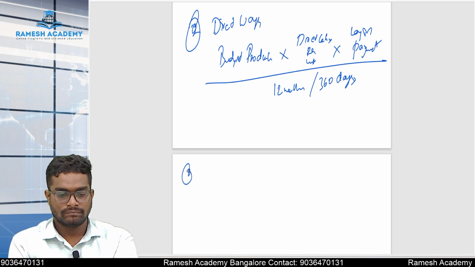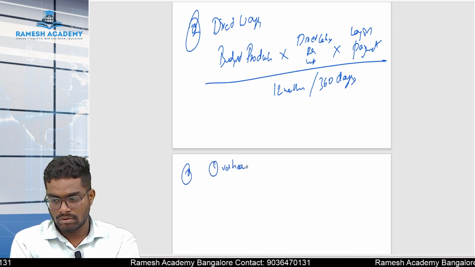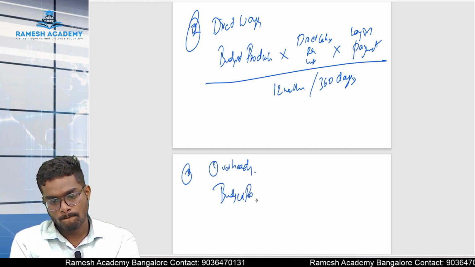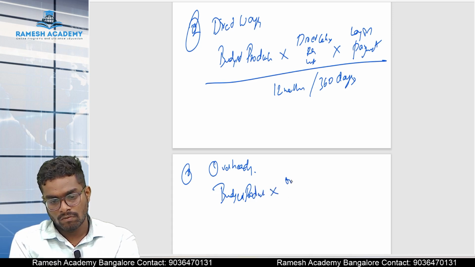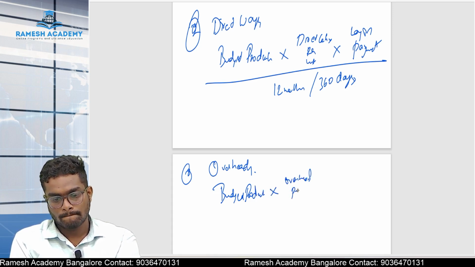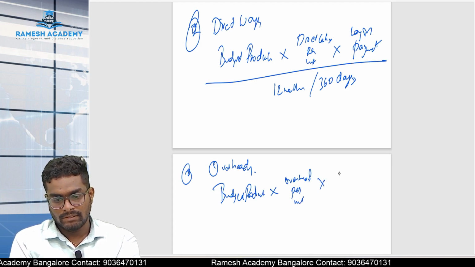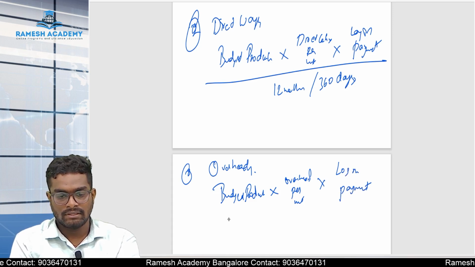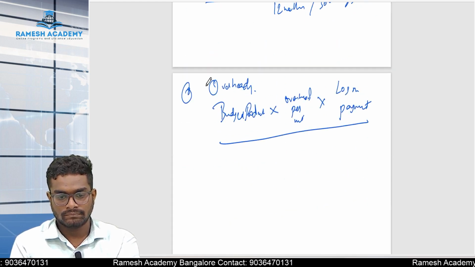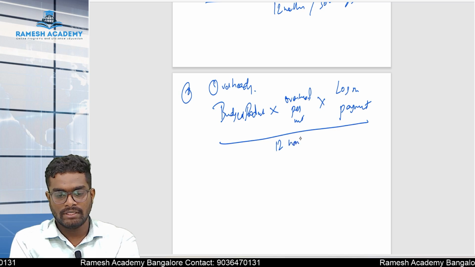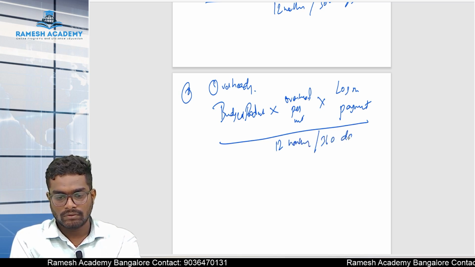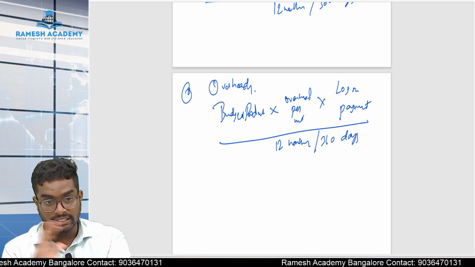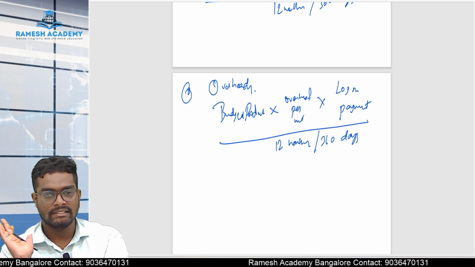Okay. So for overheads, it will be budgeted production into overhead per unit into lag in payment, divided by 12 months or 360 days. So this 360 days, 365 days, it will be given in the question. So if it is not given, take 360. If it is given, take the number of days which is given.